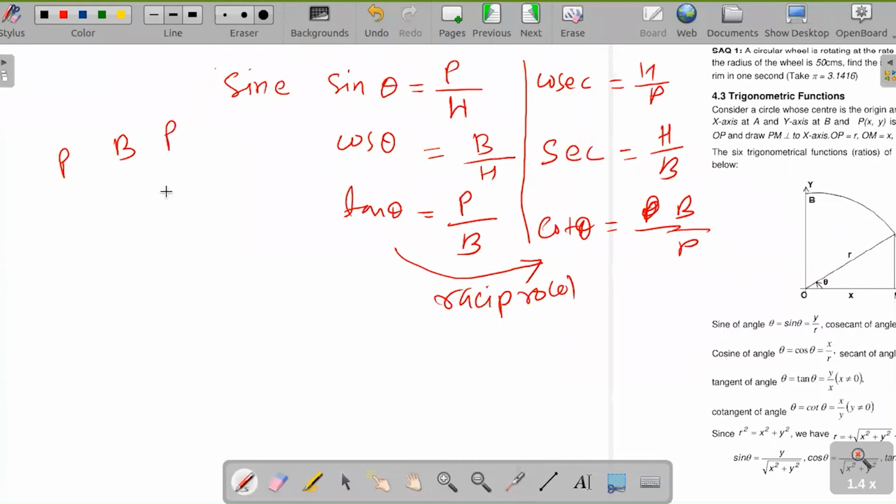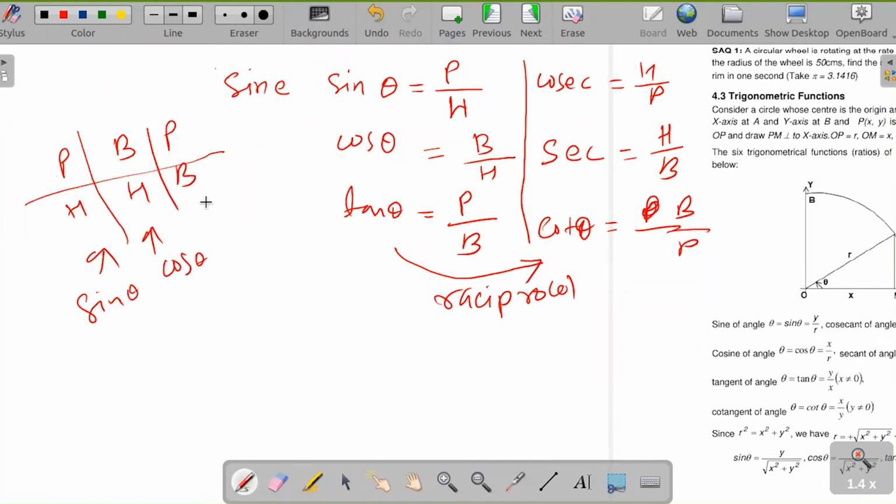In this chart, the first one is sine, the second one is cos, the third one is tan, and the reverse ones are cosec, sec, cot. Now, what are the relations between them?